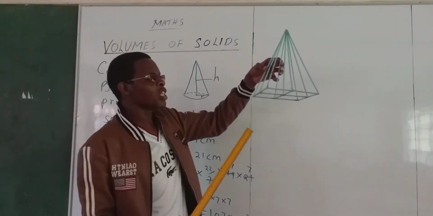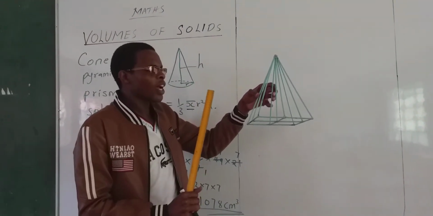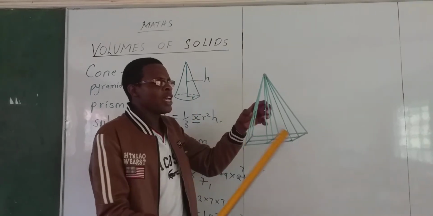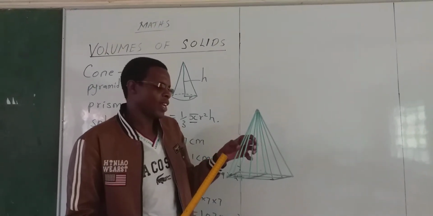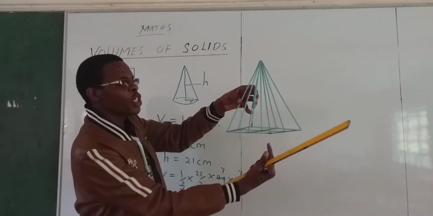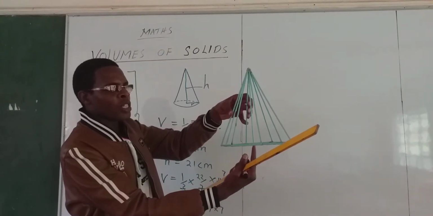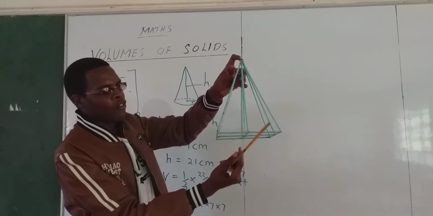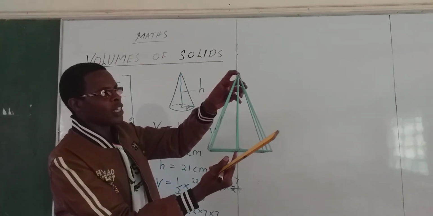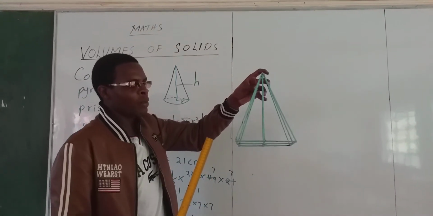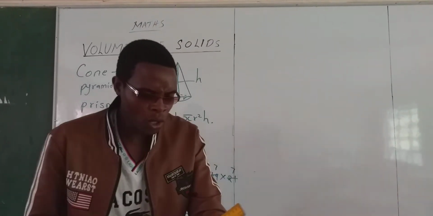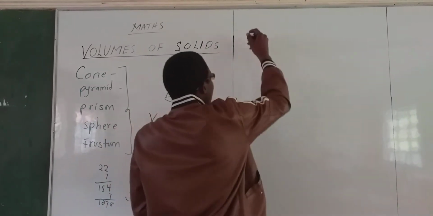Now, when we talk about this pyramid, how can we find the volume of a pyramid given the measurements of the base and the height? The height is from the middle of the square up to the vertex. So we have the square-based pyramid. How can we find the volume of the pyramid?